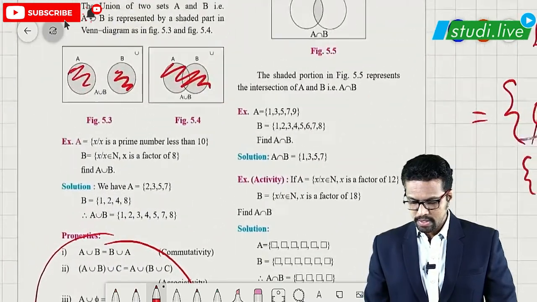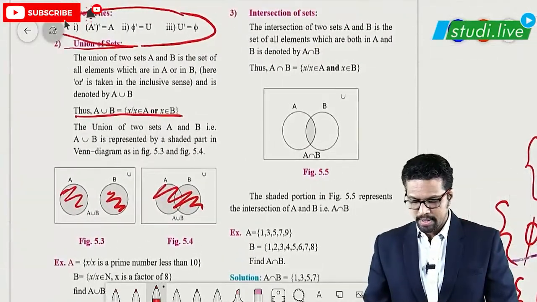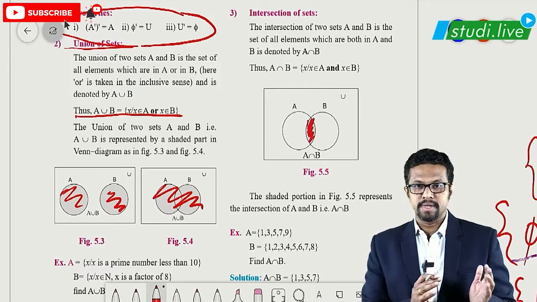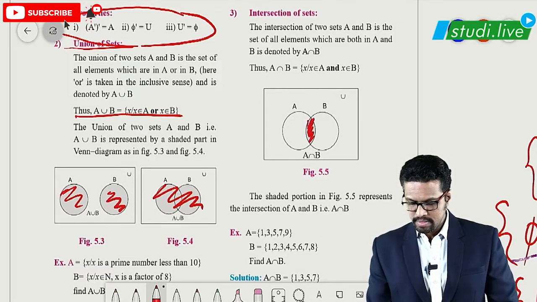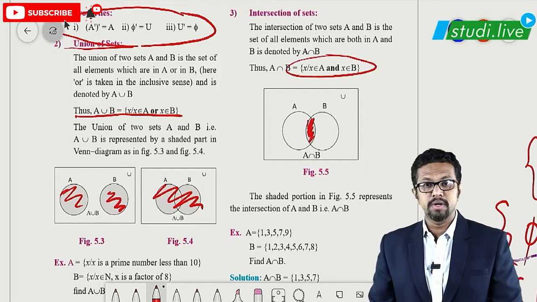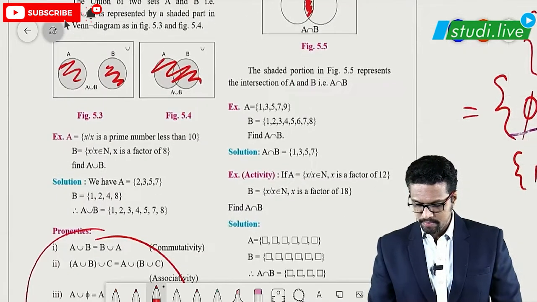So see to it that you are revising these properties also when you are going through the chapter. Next is the intersection. All the elements which are included in both the sets A and B, such a set is called A intersection B.